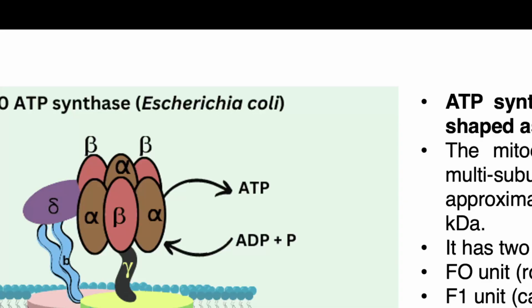It has two units: the F0 unit, the rotational unit, and the F1 unit, consisting of alpha, beta, and gamma subunits, which is where the ATP synthesis happens, and the catalytic subunit, which also acts as the proton channel, along with the delta and beta subunits. Right? So this is how the mushroom shaped ATP synthase looks. This is the head of the mushroom, this is the base of the mushroom, and it is approximately 550 kilodaltons in size.